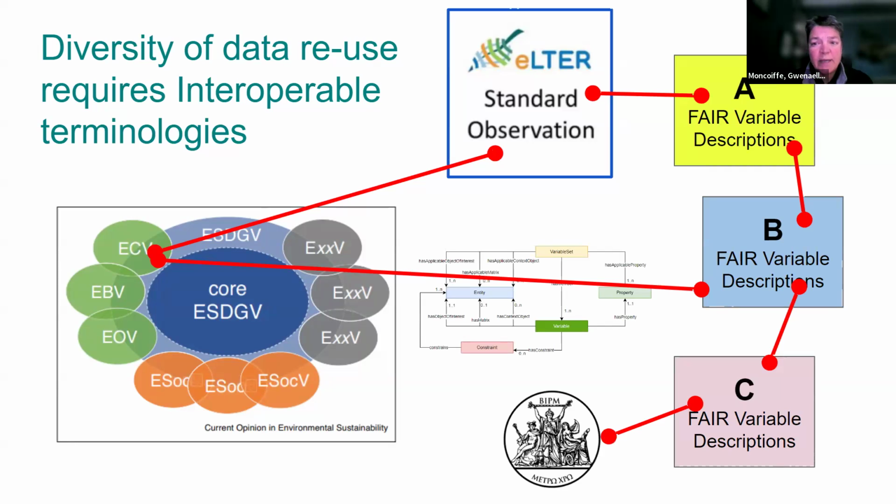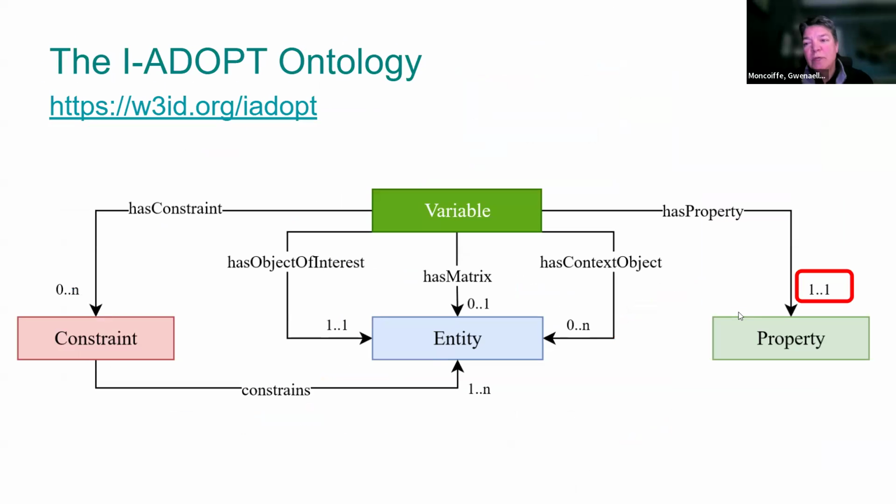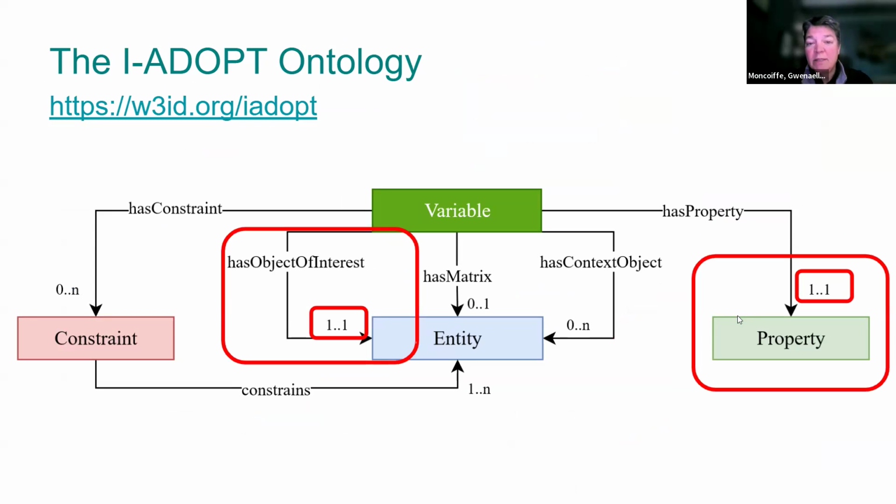We've got I ADOPT, the framework that we've been working on for the last 4 years. When we worked on the essential ocean variables, that was the ontology we had, just the basic, core I ADOPT ontology. But then we realized this was not sufficient, because an I ADOPT variable can have only one property and only one object of interest.